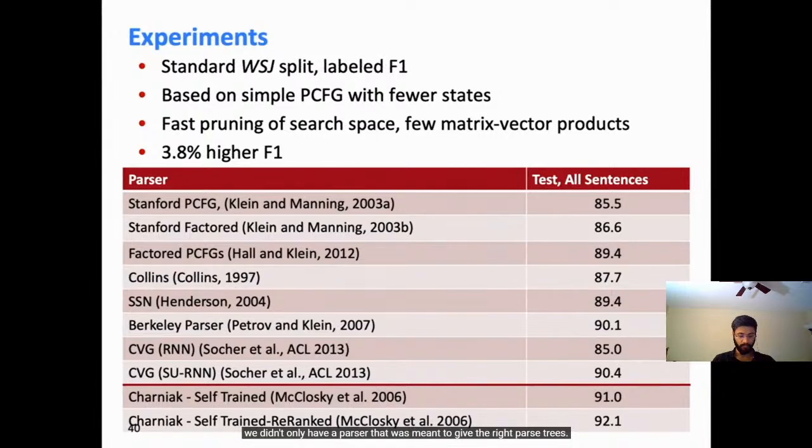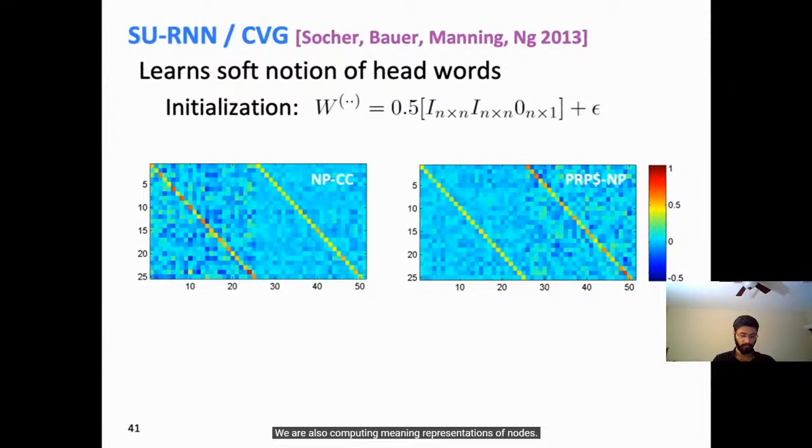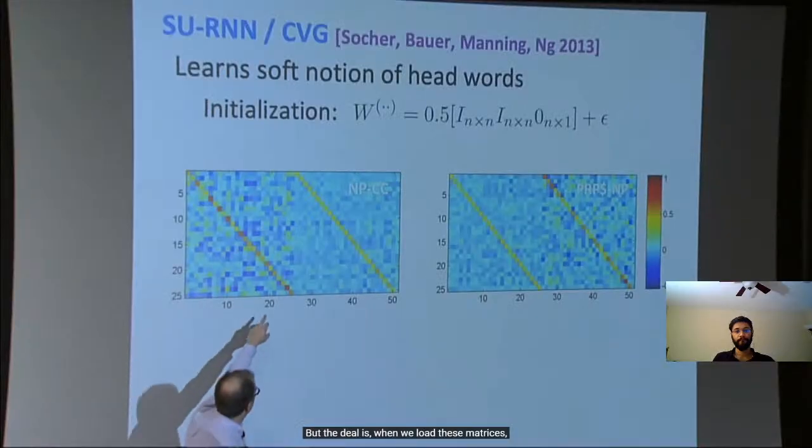But what was perhaps a bit more interesting was that we didn't only have a parser that was meant to give the right parse trees, we were also computing meaning representations of nodes. And as a consequence of that, you could look at not only meaning representations of nodes, you could learn about the weight matrices that these models were learning when they combined together meanings. So remember, we had these category-specific W matrices that were going together with the children to work out the meaning.